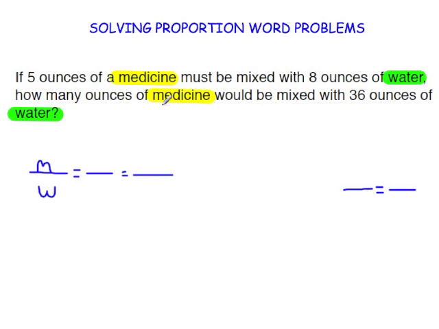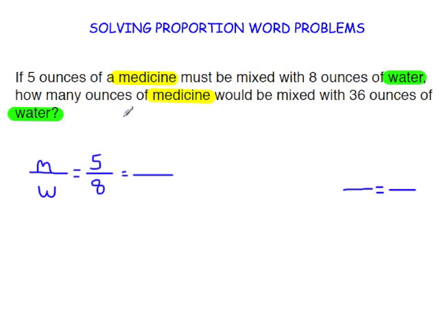In the first situation, the amount of medicine was 5 ounces. That's going on the top. Must be mixed with 8 ounces of water. Water is my amount that goes on the bottom. Those go together in the same fraction.